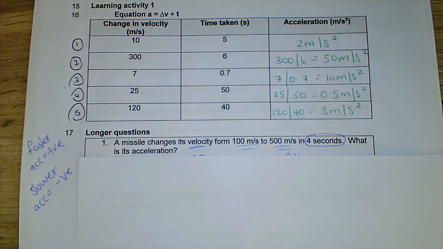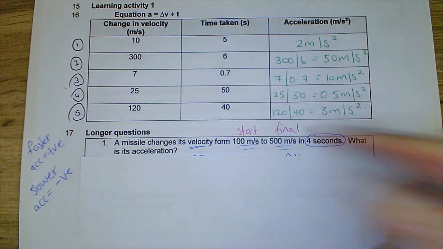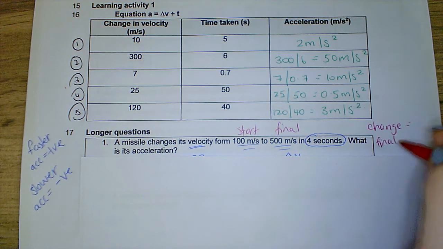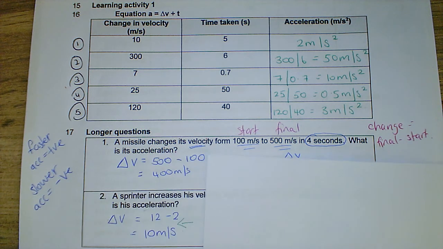Question 1. A missile changes its velocity from 100 meters per second to 500 meters per second in 4 seconds. What is its acceleration? So it tells you the starting velocity and it tells you the final. And we know that the change is equal to the final, take away the starting. So you would work that out first. 500 minus 100 gives you 400 meters per second.